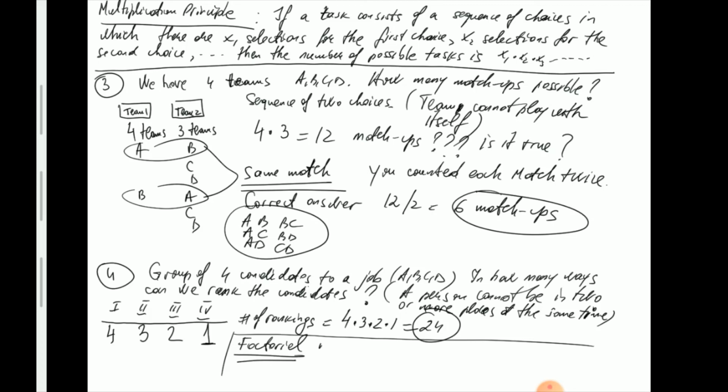So if n is a positive integer, n factorial, also denoted by n followed by an exclamation point, is 1 times 2 times 3 all the way up to n. Basically the number of rankings of a group of n candidates is going to be n factorial.